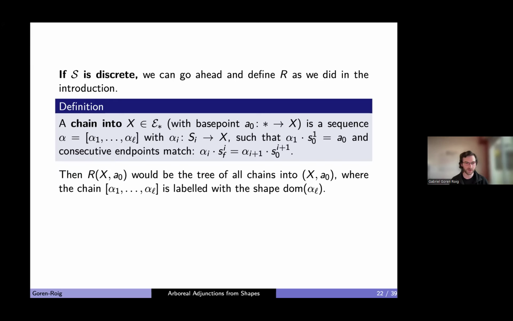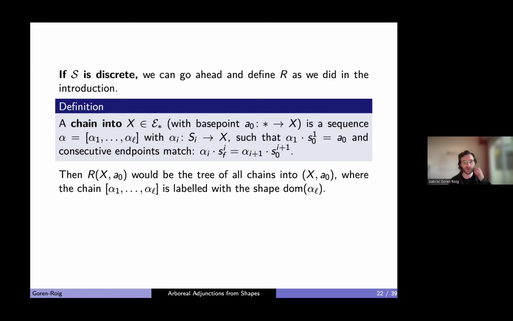To make it more formal, say that a chain into an object X, a pointed object, or more fully, a chain of morphisms into X, is a sequence of morphisms where the domains are shapes, such that the source of the first shape is mapped to the base point. We don't really have points at this level of generality, so I'm describing that with precomposition by the map from the point. And in the same sense, the consecutive endpoints match. It's the same intuitive idea of a chain that we had before.